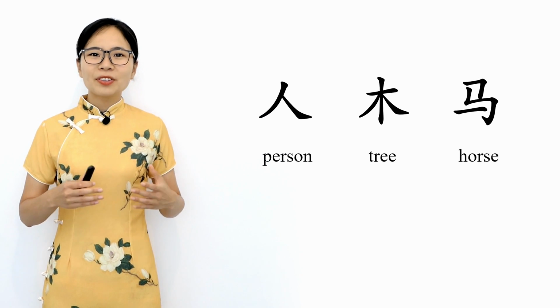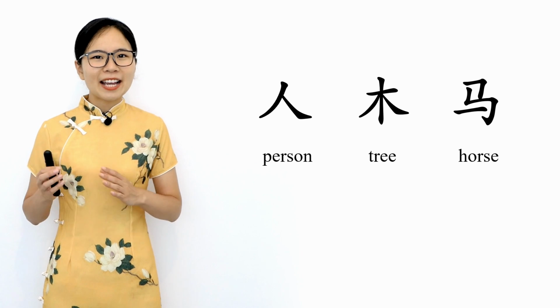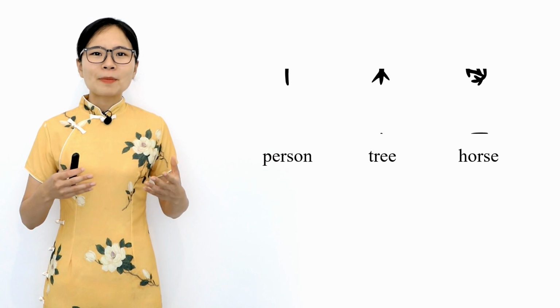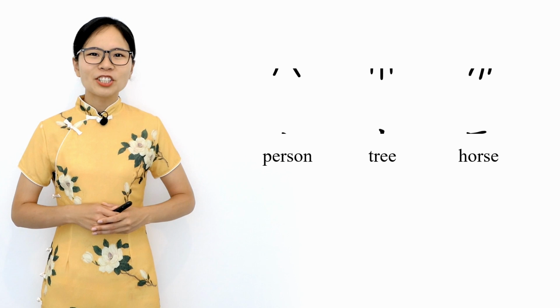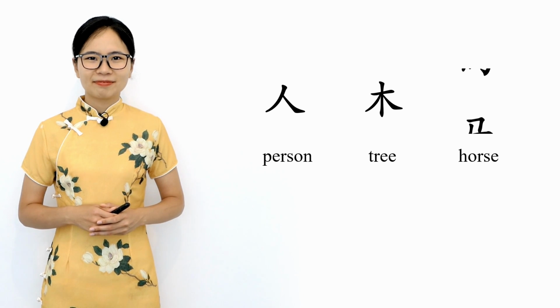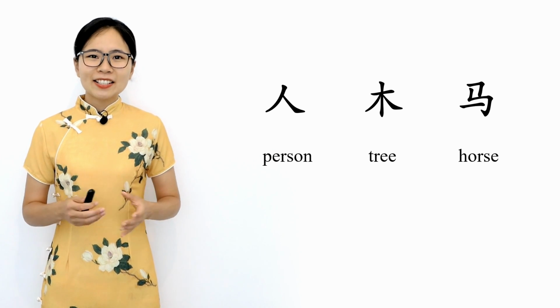Okay, in this lesson, we learned about the history of Chinese characters and how the characters for person, tree, and horse evolved from ancient times into modern Chinese characters. In my next lesson, we'll learn about the other kinds of Chinese characters as well as how to understand and memorize them. We'll also learn some of the ways Chinese characters give you hints about their meanings and even their pronunciation.